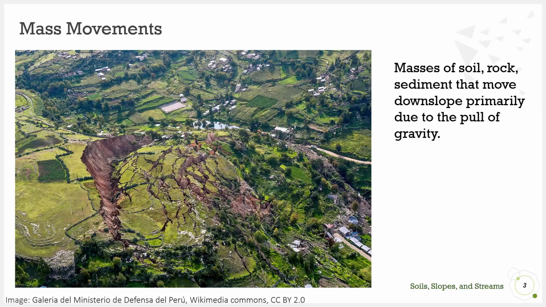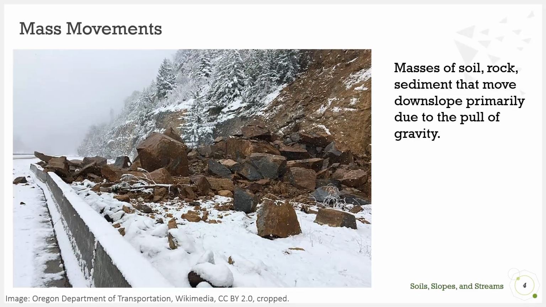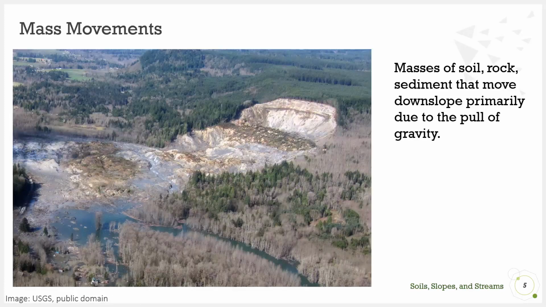A mass movement is a mass of soil, rock, and sediment that moves downslope primarily due to the pull of gravity. They take a variety of different forms, for example, as discrete rocks, or as this complex slide that changed its morphology significantly across its flow. Though sometimes the word landslide is used as a catch-all, mass movements actually comprise a group of diverse processes with different names, and they range from slow to fast, wet to dry. We'll use the term mass movement as an umbrella term for these processes here.